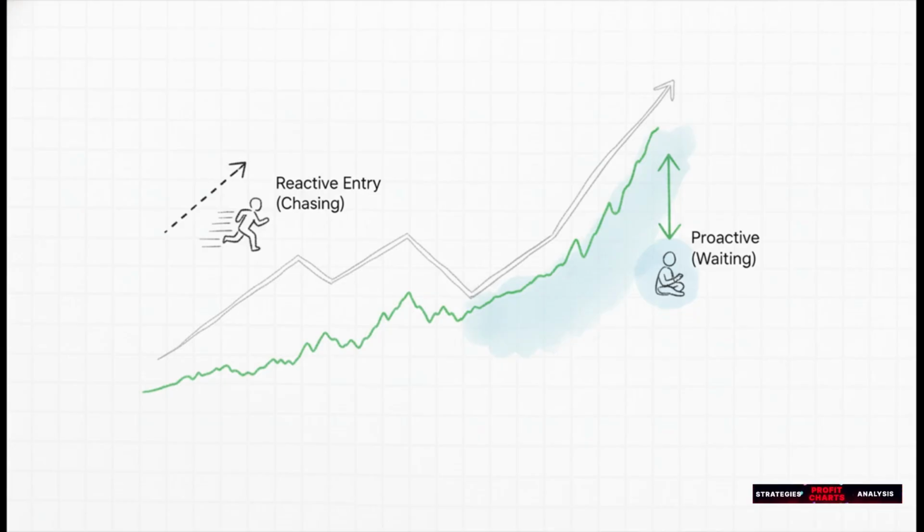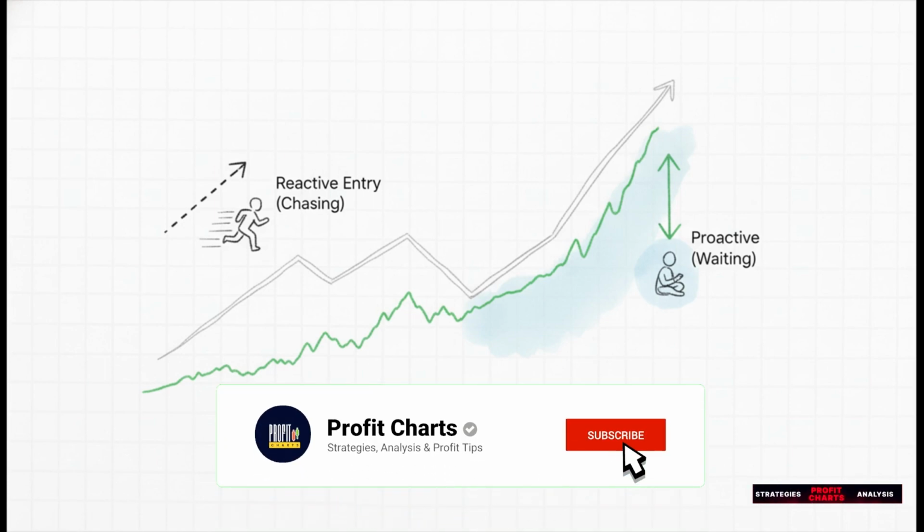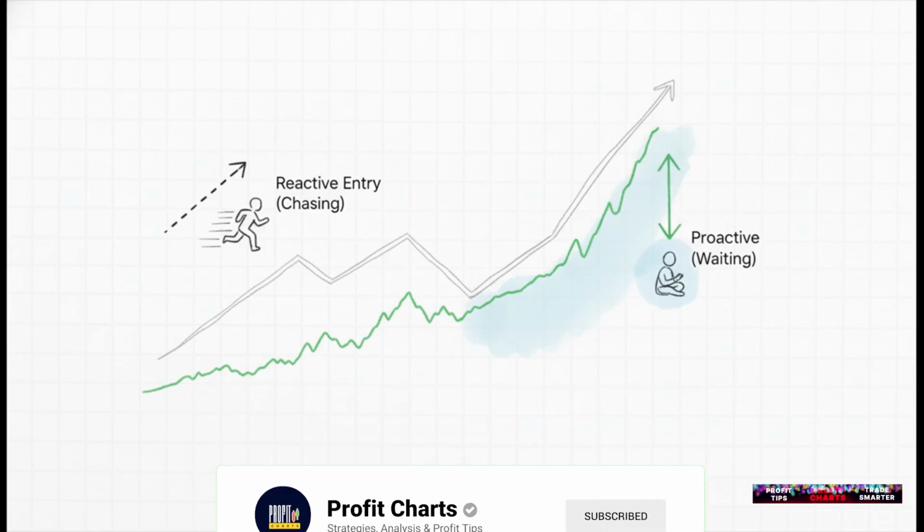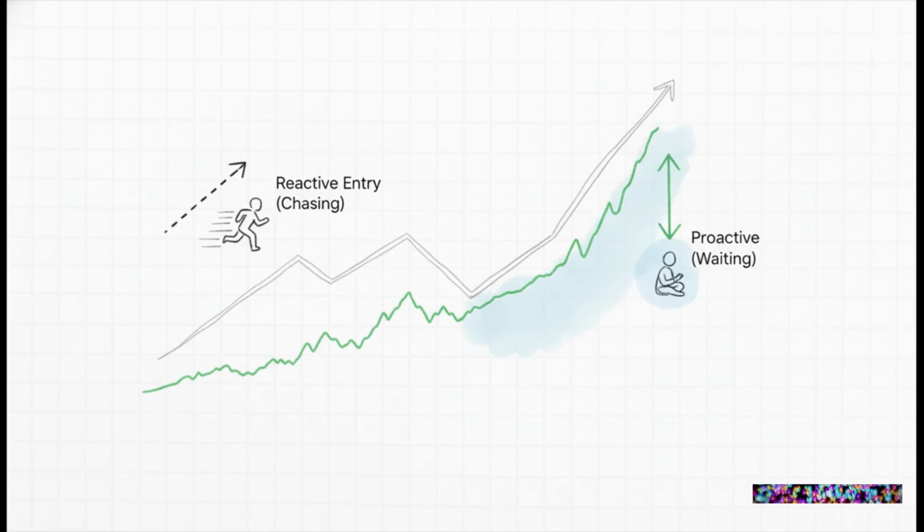Instead of jumping in the second the line flips color, the smart approach is to wait. And yeah, this means you have to be patient and fight that fear of missing out. You wait for the price to pull back and actually touch the Supertrend line. In an uptrend, that green line acts like a moving floor of support. In a downtrend, the red line acts like a moving ceiling of resistance. This is a much higher probability way to enter.